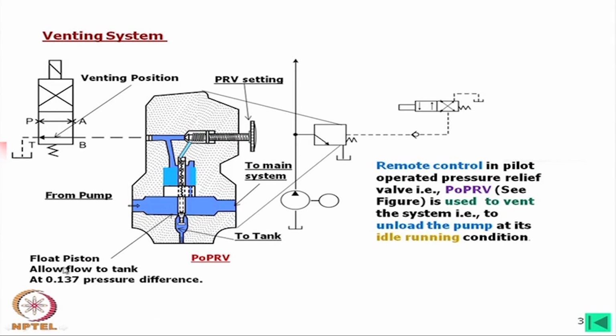Now, here is another note I have written: the float piston allows flow to tank only at 0.137 megapascal difference. In other words, it is 1.37 bar, or 1.37 kg per centimeter square. I forgot to indicate that pressure unit. Okay, is it clear to you how the venting system is working?